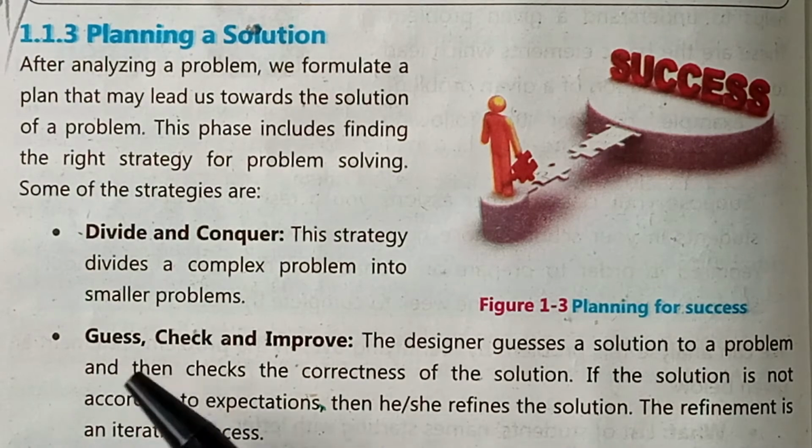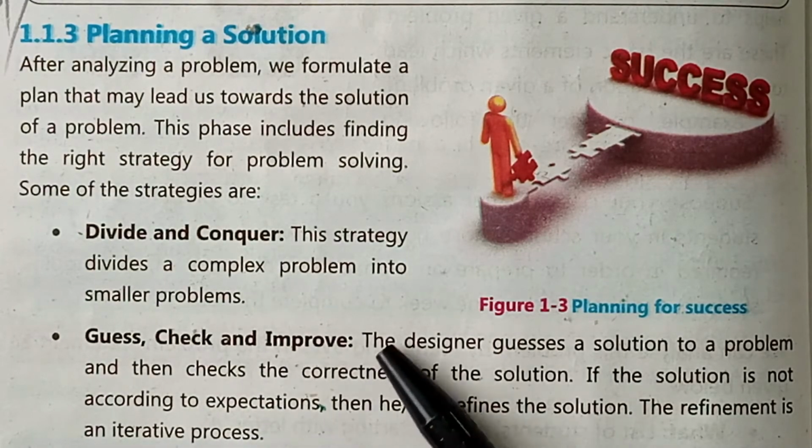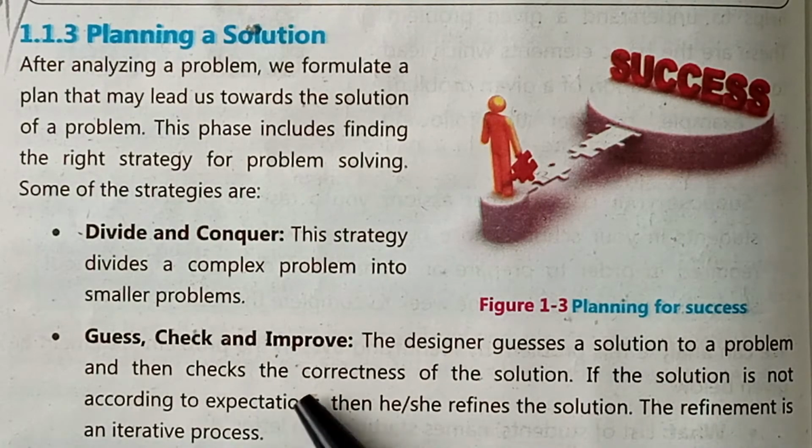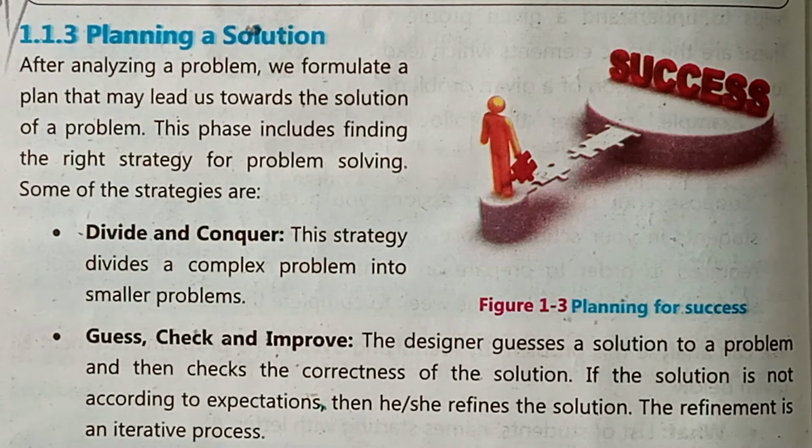Second one is guess, check and improve. The designer guesses a solution to a problem and then checks the correctness of the solution. If the solution is not according to expectations, then he or she refines the solution. The refinement is an iterative process.